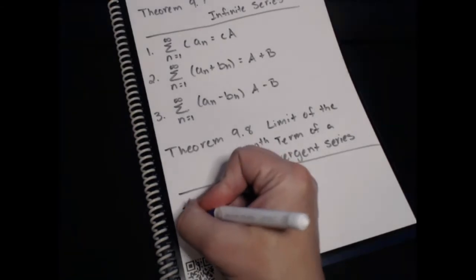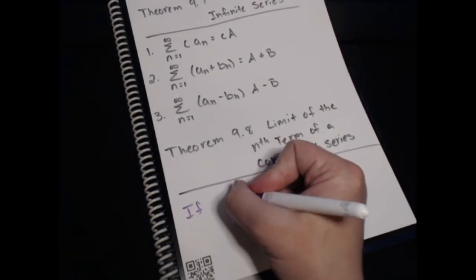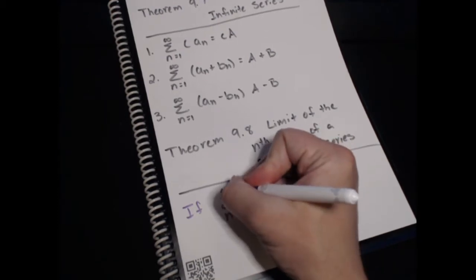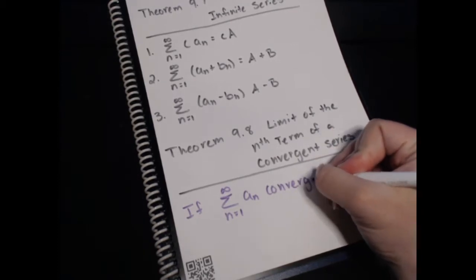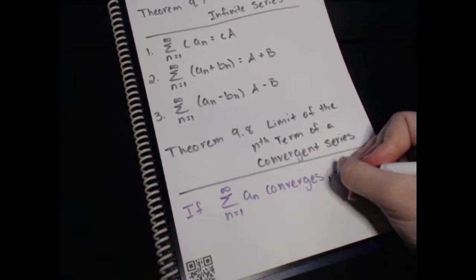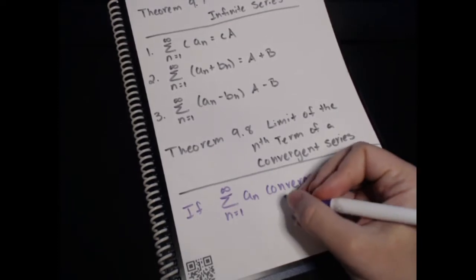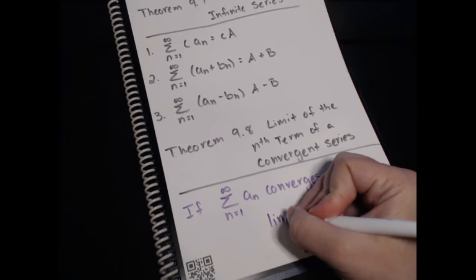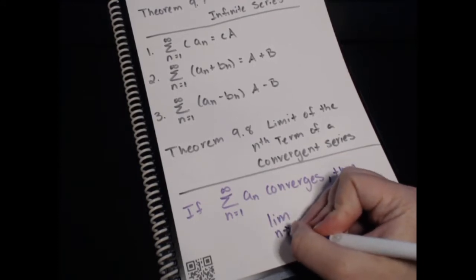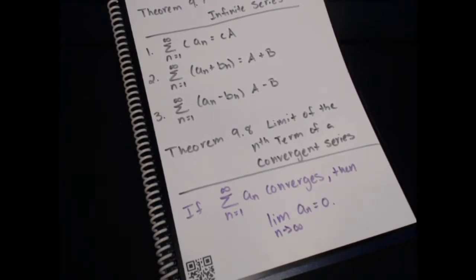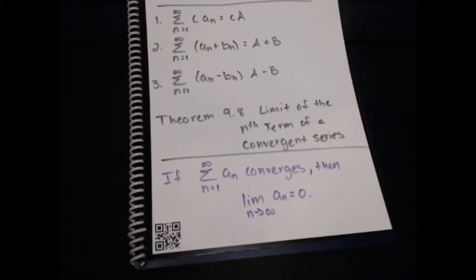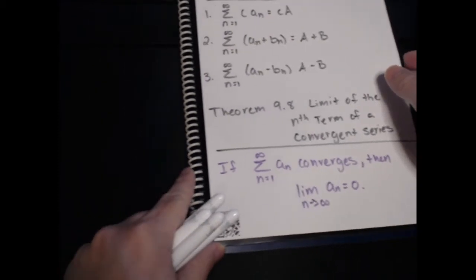All right, and here, if the summation n equals 1 to infinity a sub n converges, then the limit as n approaches infinity of a sub n equals 0. The good news is there is a limit of the nth term of convergence, but there's also one for divergence, so that way you have some clarity.